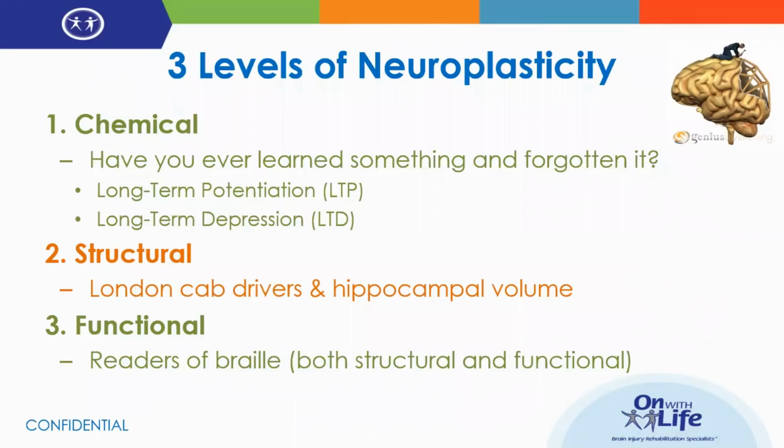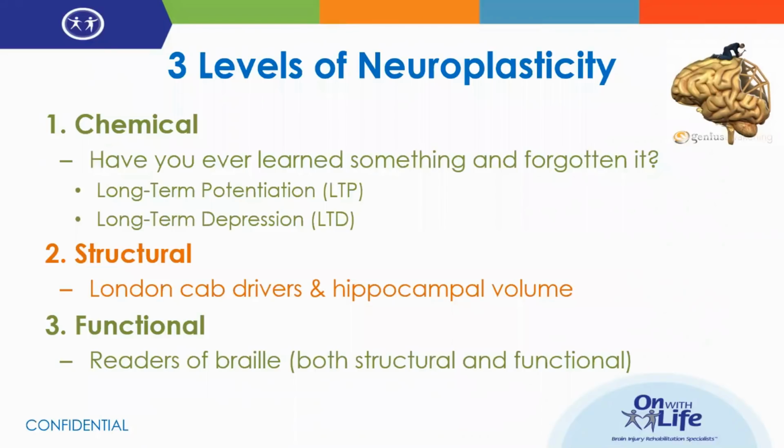And one of the early studies that showed evidence of structural neuroplasticity involved London cab drivers. So they looked at the volume of these individuals' hippocampus. And for those of you who don't know, in order to pass the examination to become a cab driver in London, you have to memorize a map of London. And so they measured London cab drivers' hippocampus, which is highly involved in memory, and compared that to normal controls.